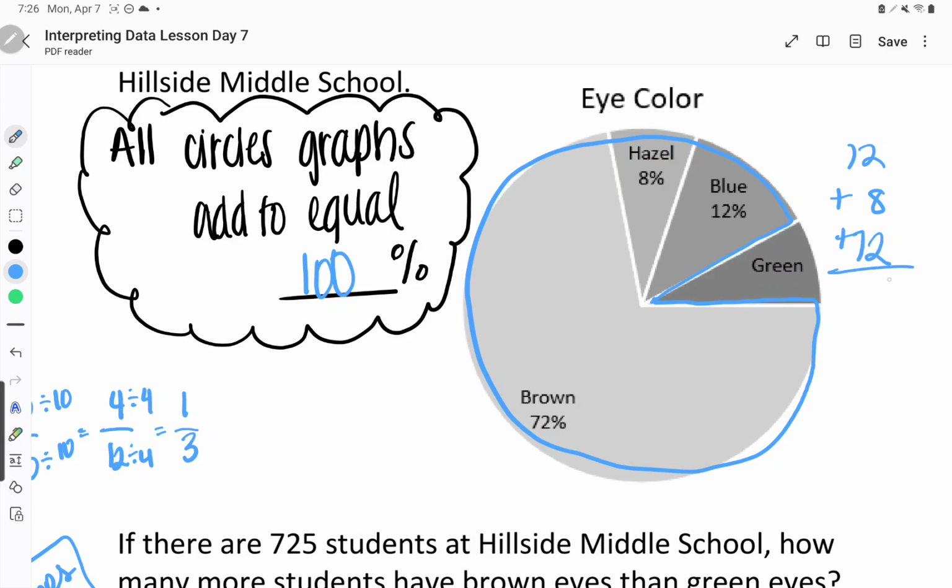And 2 plus 8 is 10, plus 2 is 12, so write down a 2, carry my 1. 1 plus 1 is 2, plus 7 is 9. Now, all circle graphs add to equal 100%. So I know that what I know plus my green has to equal 100%. So what would that be right there for the green? That would be 8.